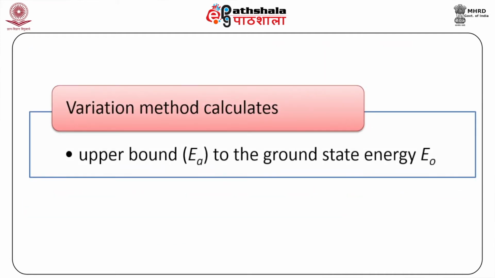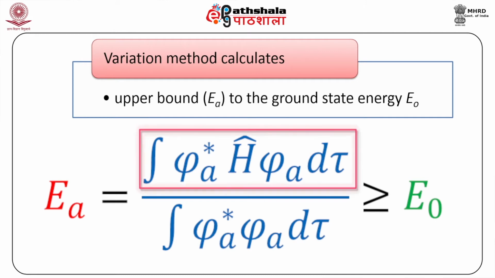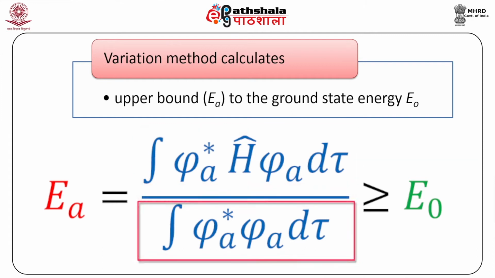The variation method calculates an upper bound EA to the ground state energy E0 by using any appropriate guess or trial function psi a, where the approximate energy is calculated as, in the numerator, the integral of psi a star into the exact Hamiltonian into psi a d tau, upon, in the denominator, the integral of psi a star into psi a d tau.